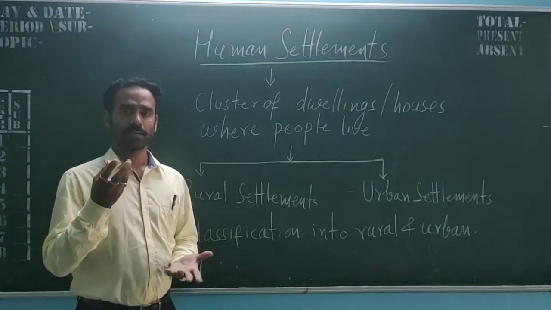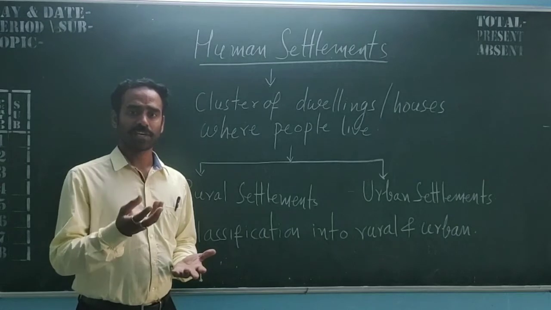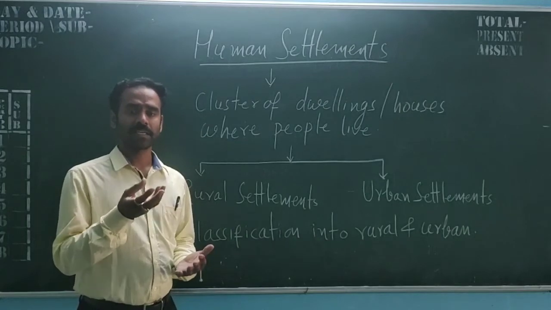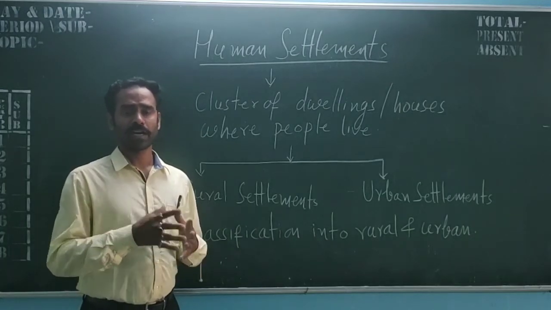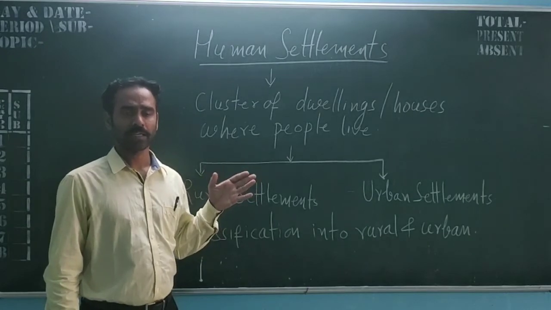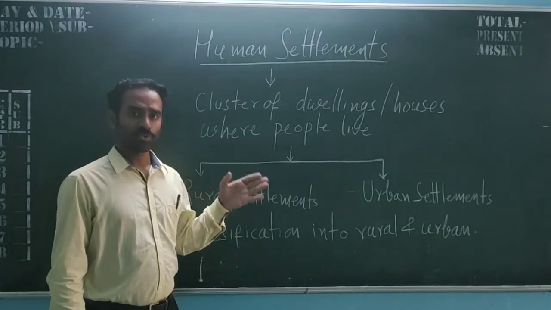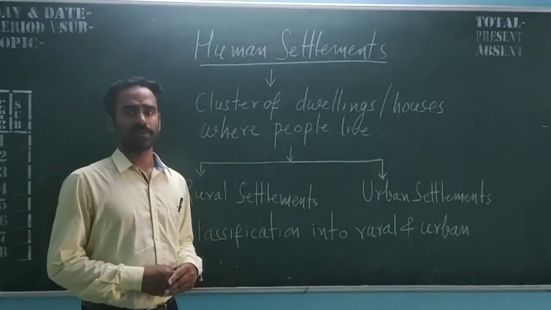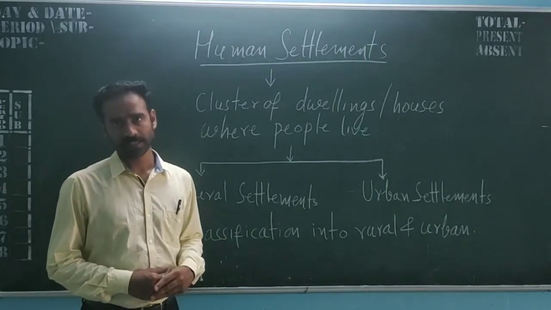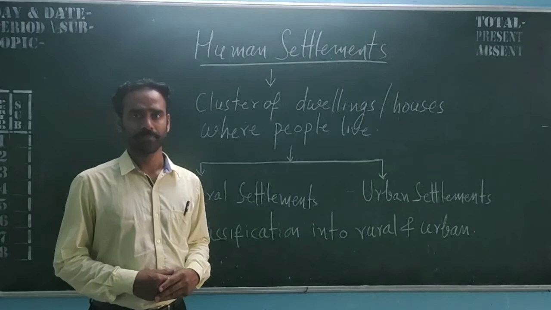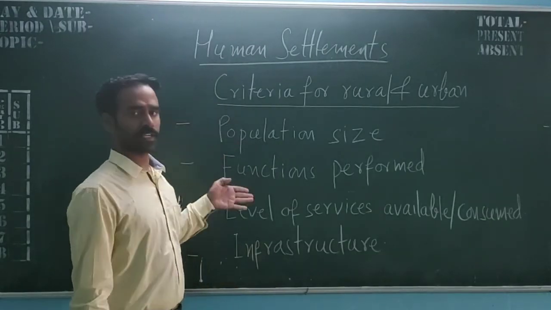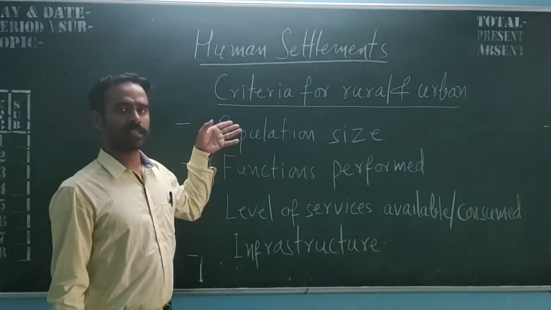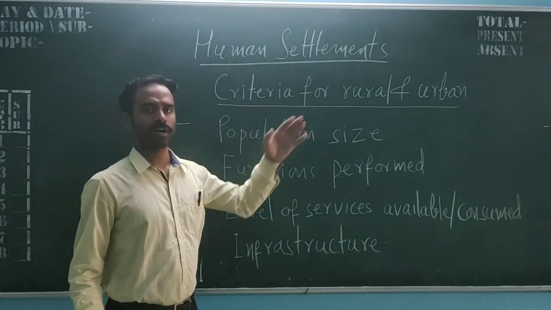So there is no definite criterion to divide or to categorize the settlements into rural and urban. But there are some criteria that are used to divide human settlements into rural and urban. So let's discuss such criteria. Here are some criteria according to which we can identify any settlement as rural or urban.